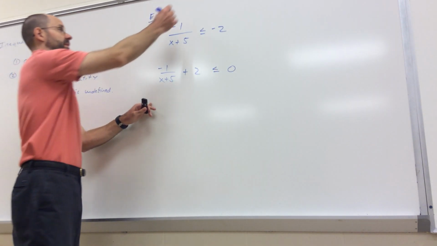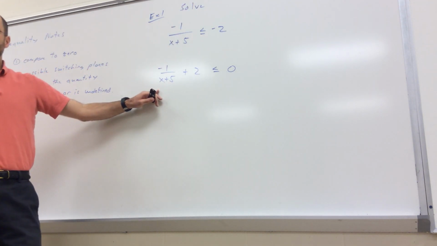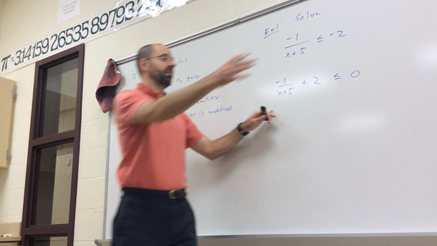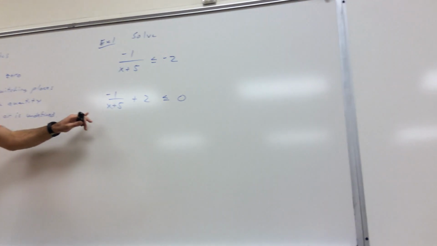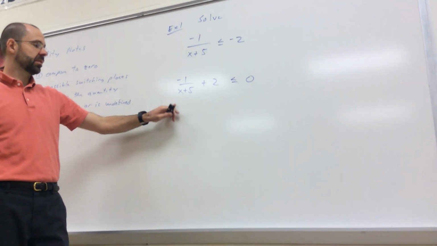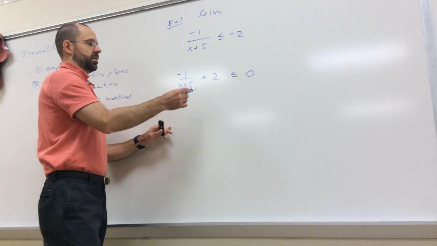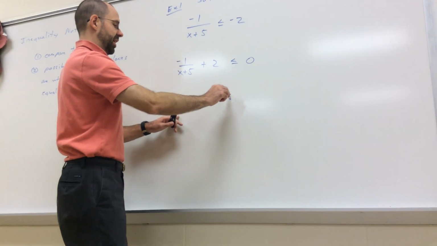Of course, we're solving this. So that's what I mean by this first step. Compare to 0 means move everything to one side so that you're comparing to 0. And then I would probably get a common denominator at this point. So multiply the top and the bottom of the 2 by x plus 5.